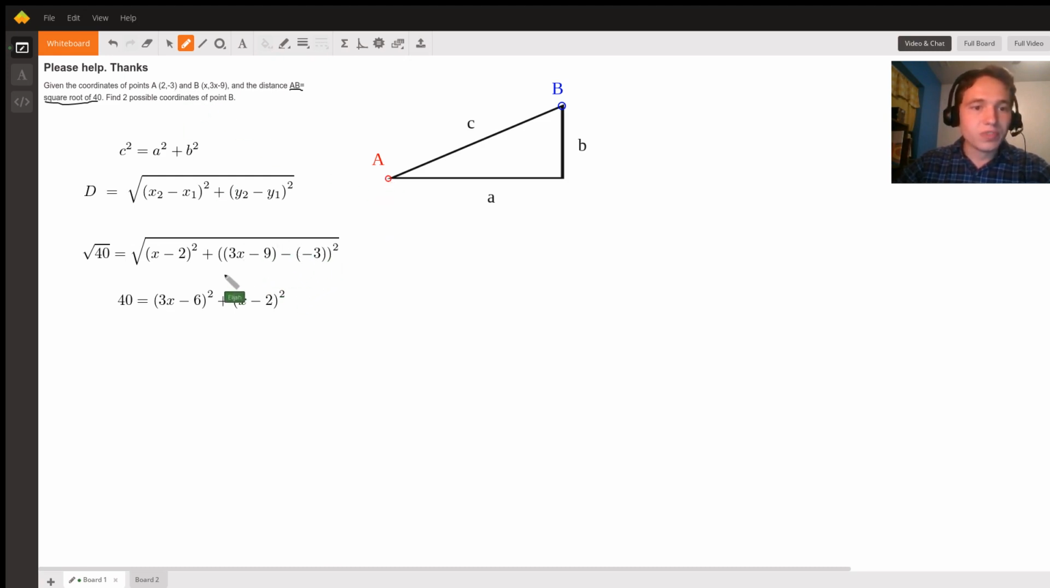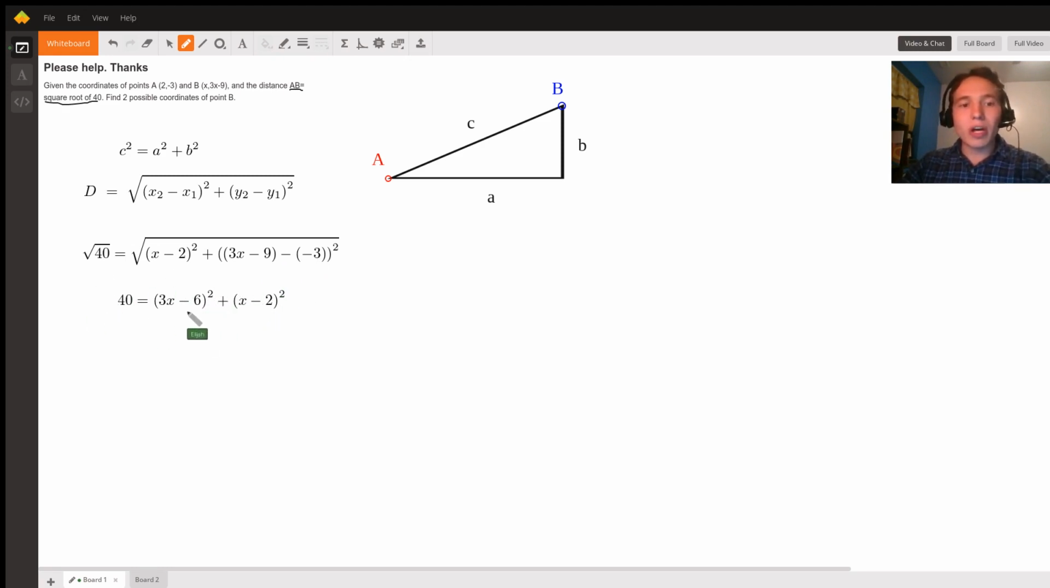Now, if you take this formula and simplify it, I got 40 equals (3x minus 6) squared plus (x minus 2) squared, where I just squared both sides. Really, I rearranged that, but it doesn't matter what order you do that addition in. You have x minus 2, and 3x minus 9 minus -3. That's just adding 3. So I get 3x minus 6.